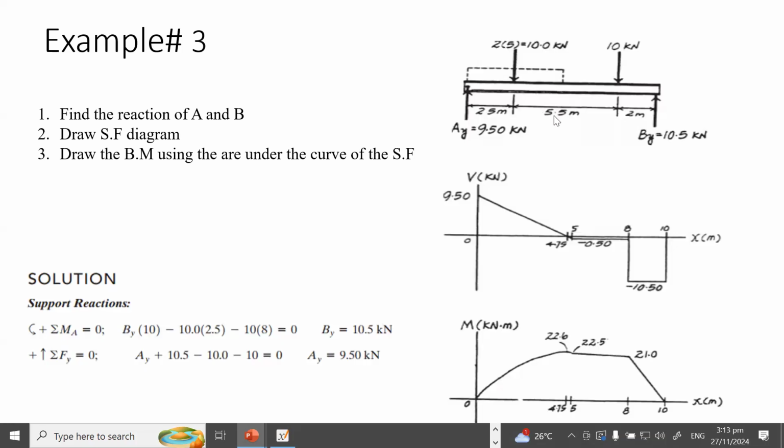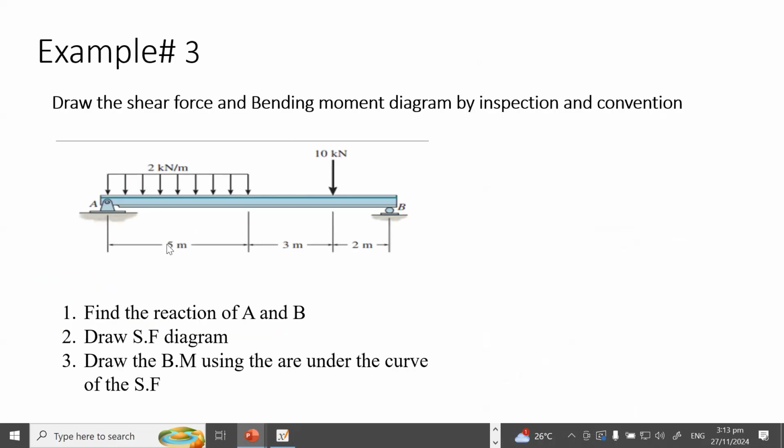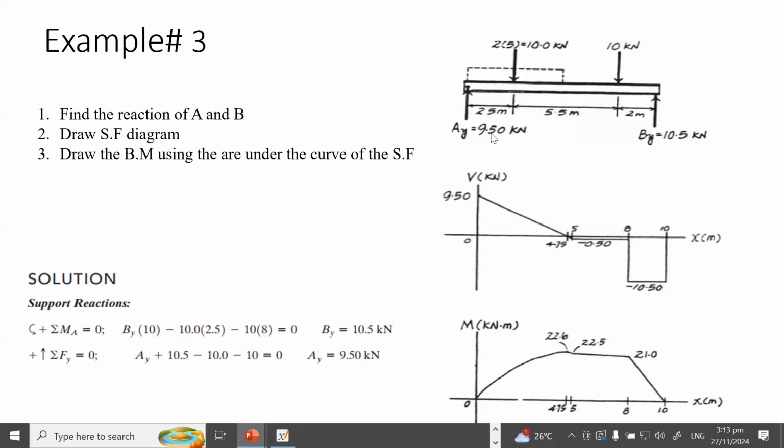I don't know why it's looking like it's not 2.5. Let's go again. The CTR says 5.5, so it must be 2.5 and 2.5. The diagram has something different here, I don't know why. So it looks like 5. All right, it goes over. Let me see.